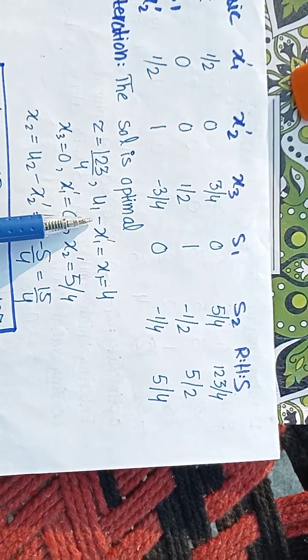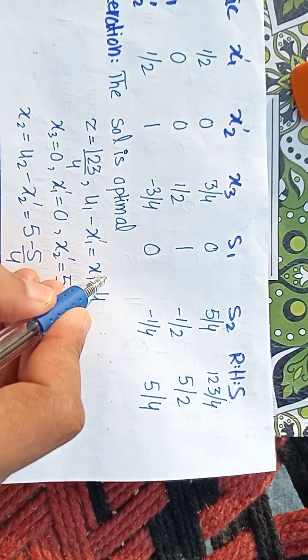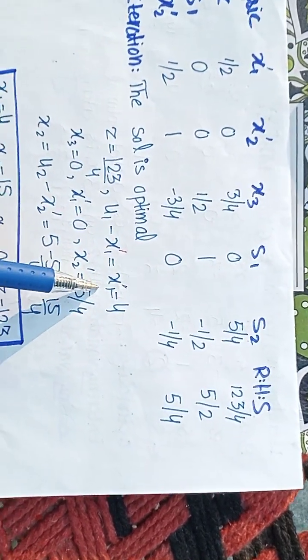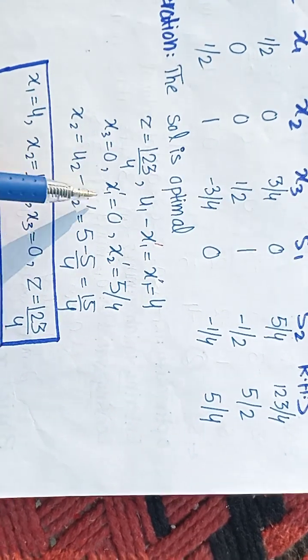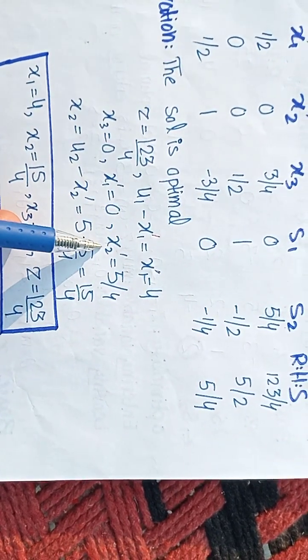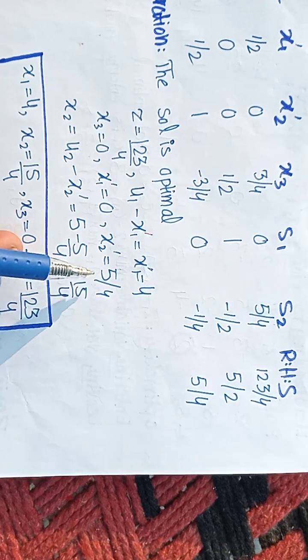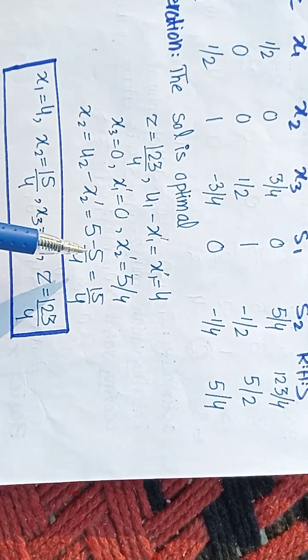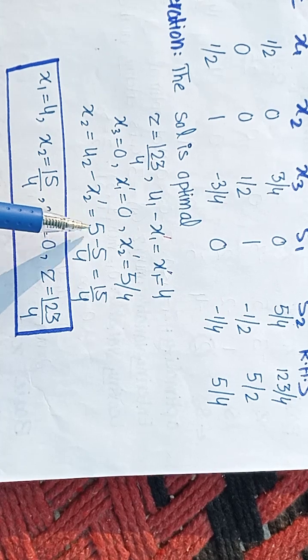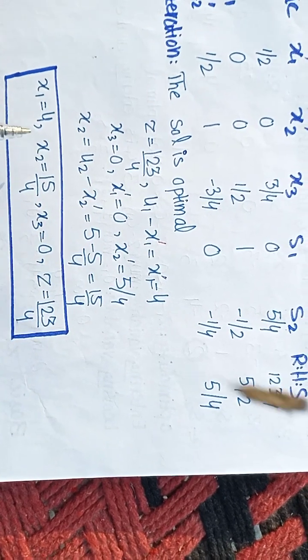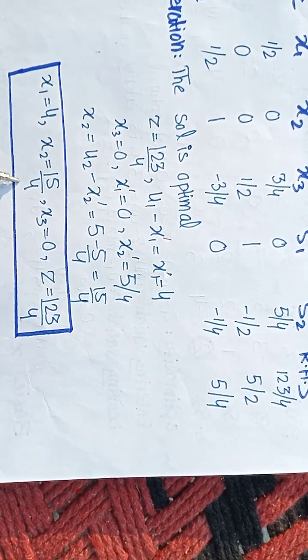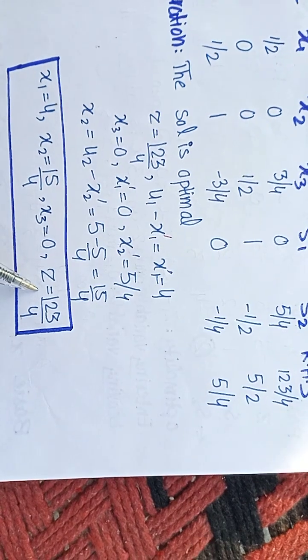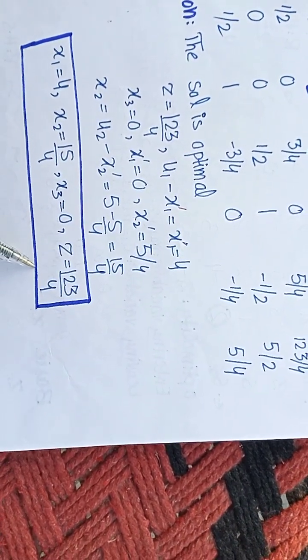u1 is 4 and x1 dash is 0, so now you have the value of x1 dash. Next, x3 equals 0, x1 dash equals 0, x2 dash equals 5 over 4. x2 equals u2 minus x2 dash, u2 is 5 minus 5 over 4. 4 times 5 is 20, 20 minus 5 is 15 over 4. So x1 is 4, x2 is 15 over 4, x3 is 0 and z equals 123 over 4.